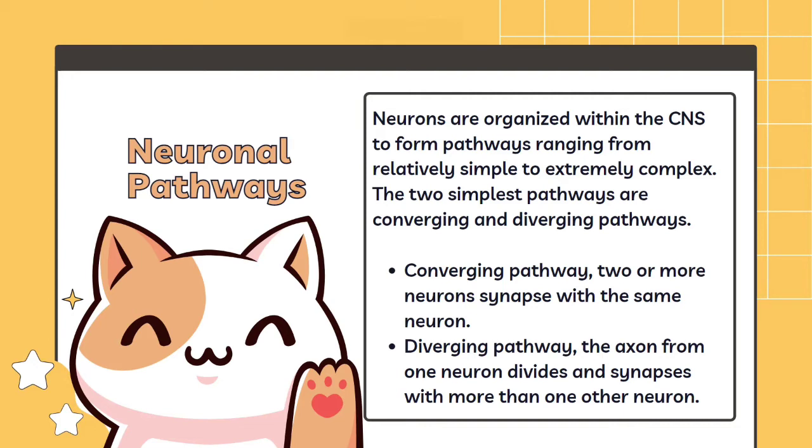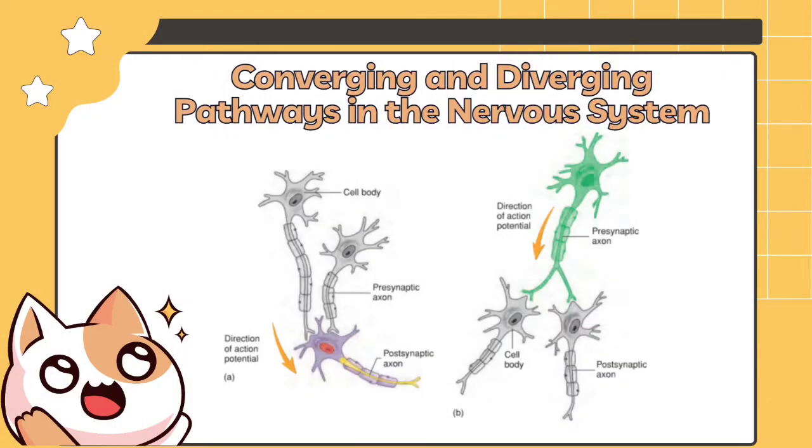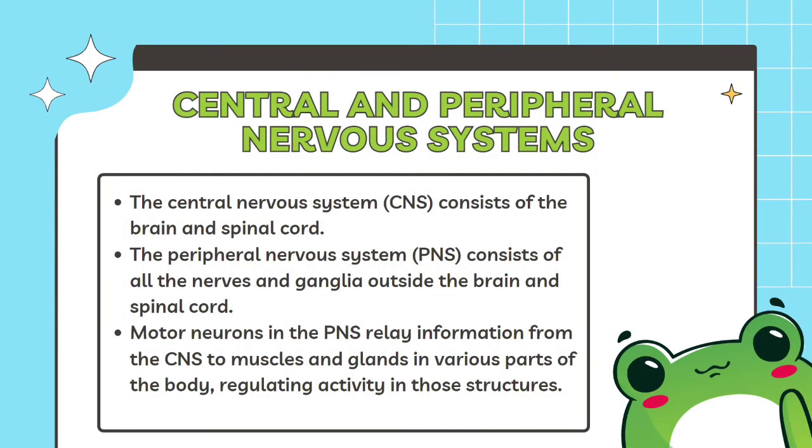Whereas in a diverging pathway, the axon from one neuron divides and synapses with more than one other neuron. This allows information transmitted in one neural pathway to diverge into two or more pathways. In this illustration, you can see the converging and diverging pathways of the nervous system. The first one shows a general model of a converging pathway, with two neurons converging onto one neuron. And the second picture shows the general model of a diverging pathway, since it shows that one neuron is diverging into two neurons.